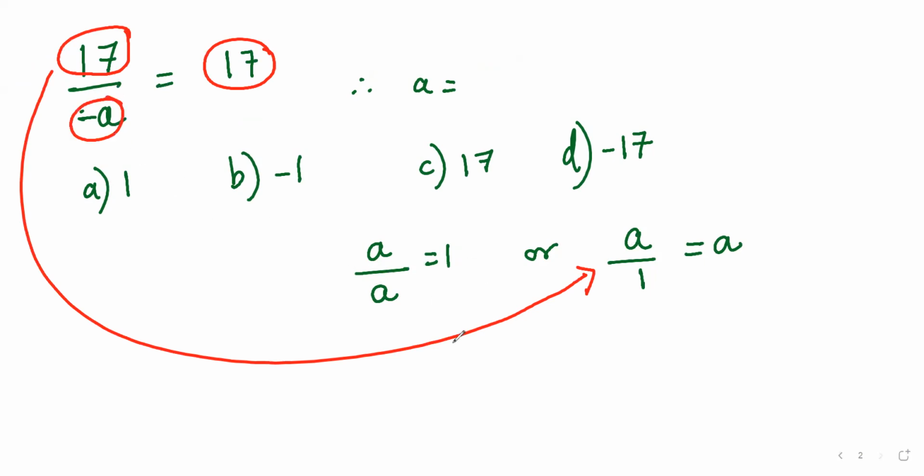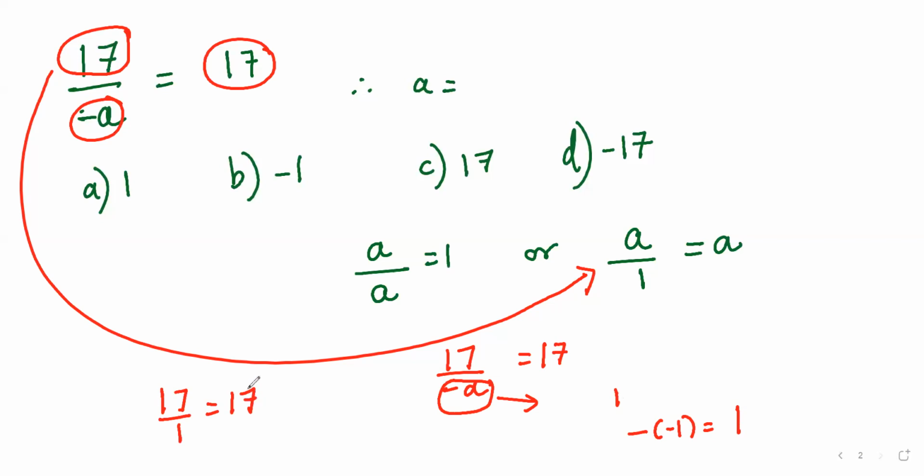Look here, you have minus A. 17 by minus A will give you 17. That means this bottom portion I need to have 1. So A will be minus 1. Minus of minus 1 gives me 1. So if A is minus 1, minus of minus 1 is 1, so 17 by 1 is equal to 17. The correct option is minus 1. It's very confusing. You might be tempted to put option A or maybe C or D. So be very careful. You can do a lot of these things mentally.